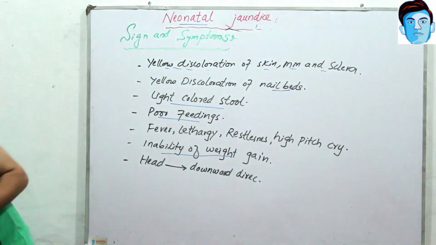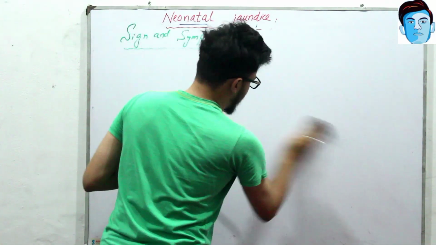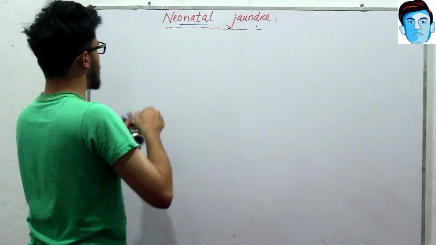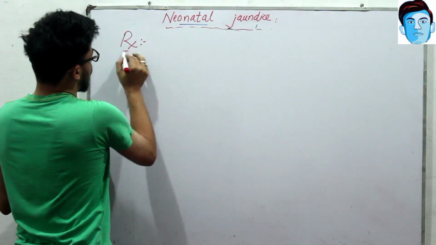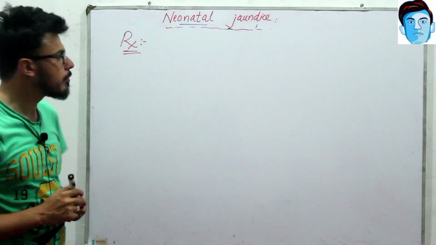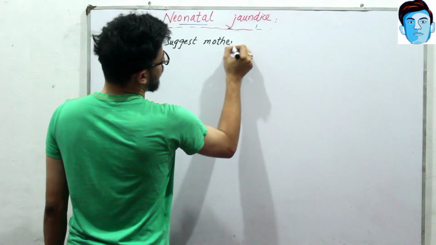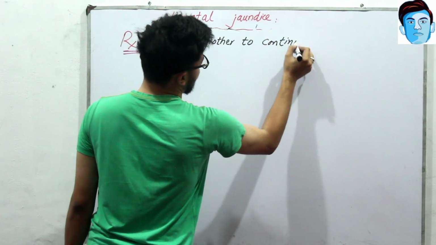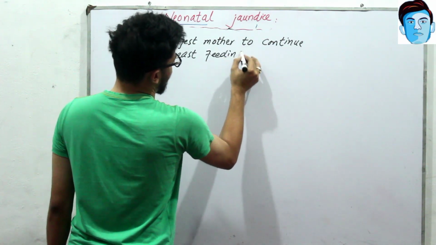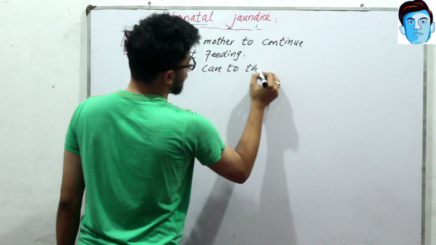Now coming to the treatment of physiological jaundice. What are the treatment options? First, suggest the mother to continue breastfeeding. It is important to initially suggest the mother to continue breastfeeding, and give proper care to the child.